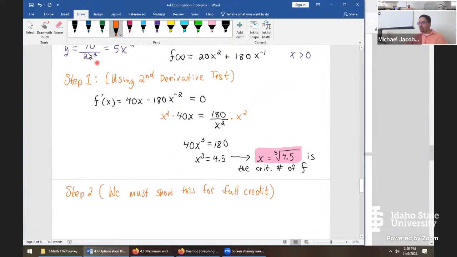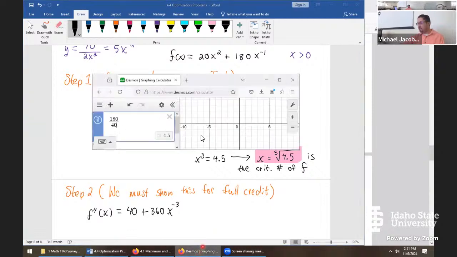For using the second derivative test, it's just to calculate the second derivative. So here's where f prime is by the red dot. Now up to the second derivative, f double prime of x, we're going to get 40 plus 360 x to the power -3. So that's our second derivative finally. Let me double check. 2 came down here, so that's why it's positive 360. New power is now -3.